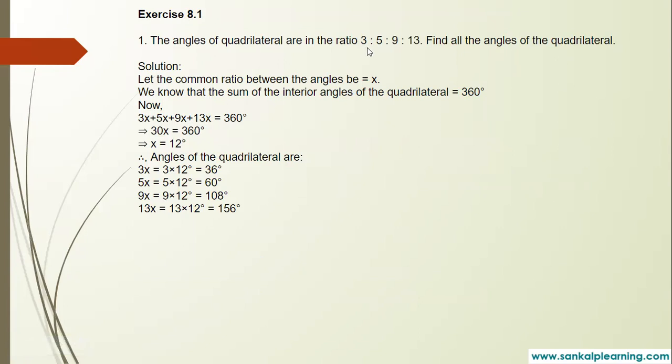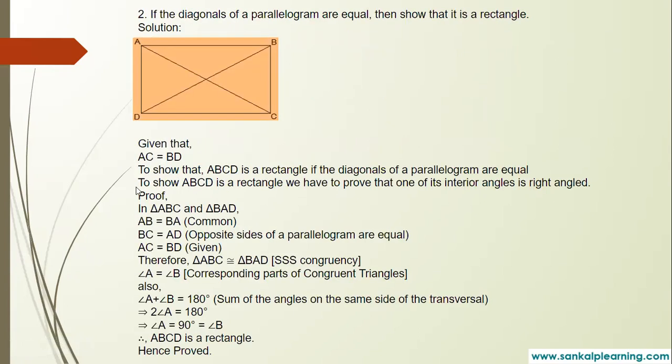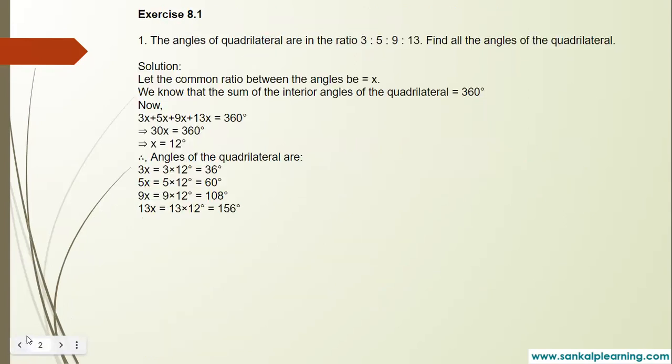And here we have taken 3x, 5x and so on, so substitute x. 3x is equal to 3 into 12, 5 into 12, sorry, 9 into 12, 13 into 12. If you multiply, you will get 36 degrees, 60 degrees, 108 degrees, 156 degrees. If you add all these angles, you have to get 360 degrees. Okay, children, so this is the first sum. We'll go for the next one.